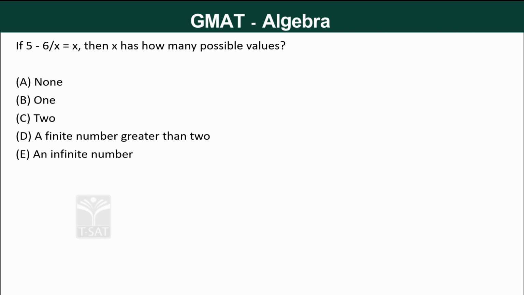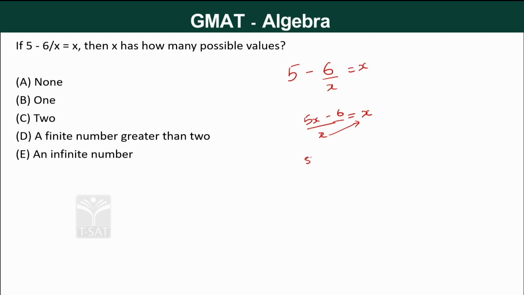Let's look at the next question. The question says, if 5 minus 6 by x is equal to x, then x has how many possible values? So 5 minus 6 by x is equal to x. Let's take x as the LCM for the entire thing. Taking x as the LCM, we will be left with 5x minus 6 in the numerator is equal to x. Let's cross multiply and send x there.